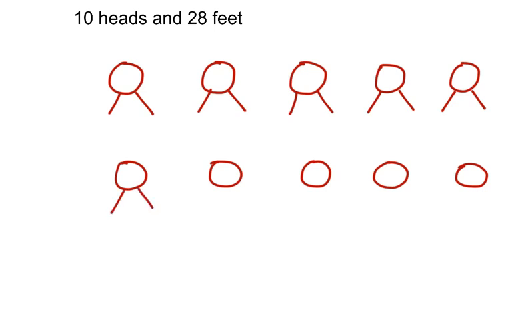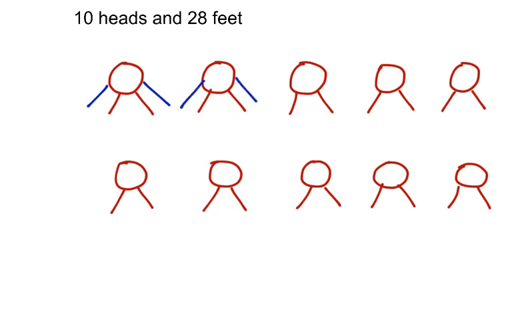Okay, so I've got my 10 animals. I'm making them all chickens so that every one of them has 2 feet. Well, how many legs is that? That's 20. I need to have 28. So what I need to do is turn some of these into pigs. So I need to add 2 more feet to the ones I'm turning into pigs. So I'll add 2 feet to there.